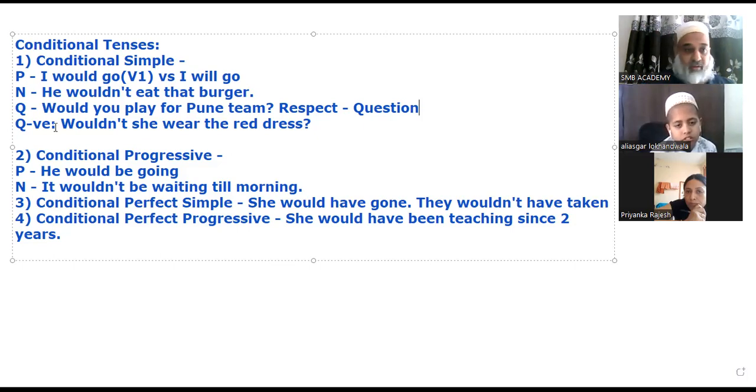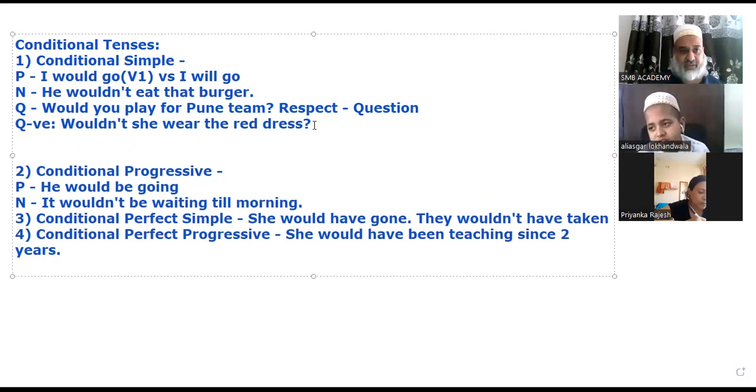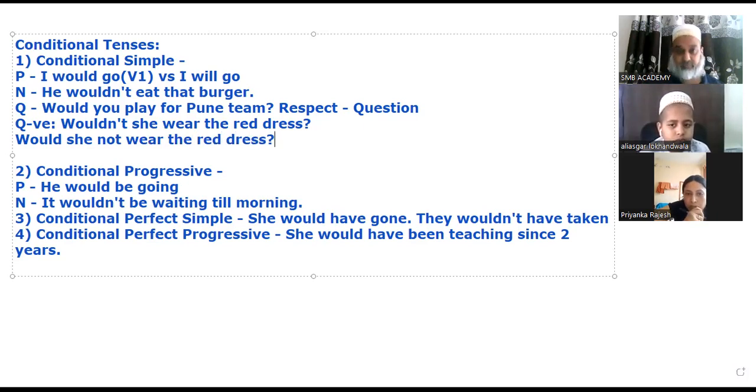नेक्स्ट क्वेश्चन नेगेटिव. क्या आता है क्वेश्चन नेगेटिव? Wouldn't she wear the red dress? क्या वो रेड ड्रेस नहीं पहनेगी? तो wouldn't पहले आएगा, would के बाद not आएगा. तो wouldn't she wear, या फिर आप इस सेंटेंस को ऐसे भी लिख सकते हो, would she not wear the red dress. समझा? ऐसे भी लिख सकते हो.